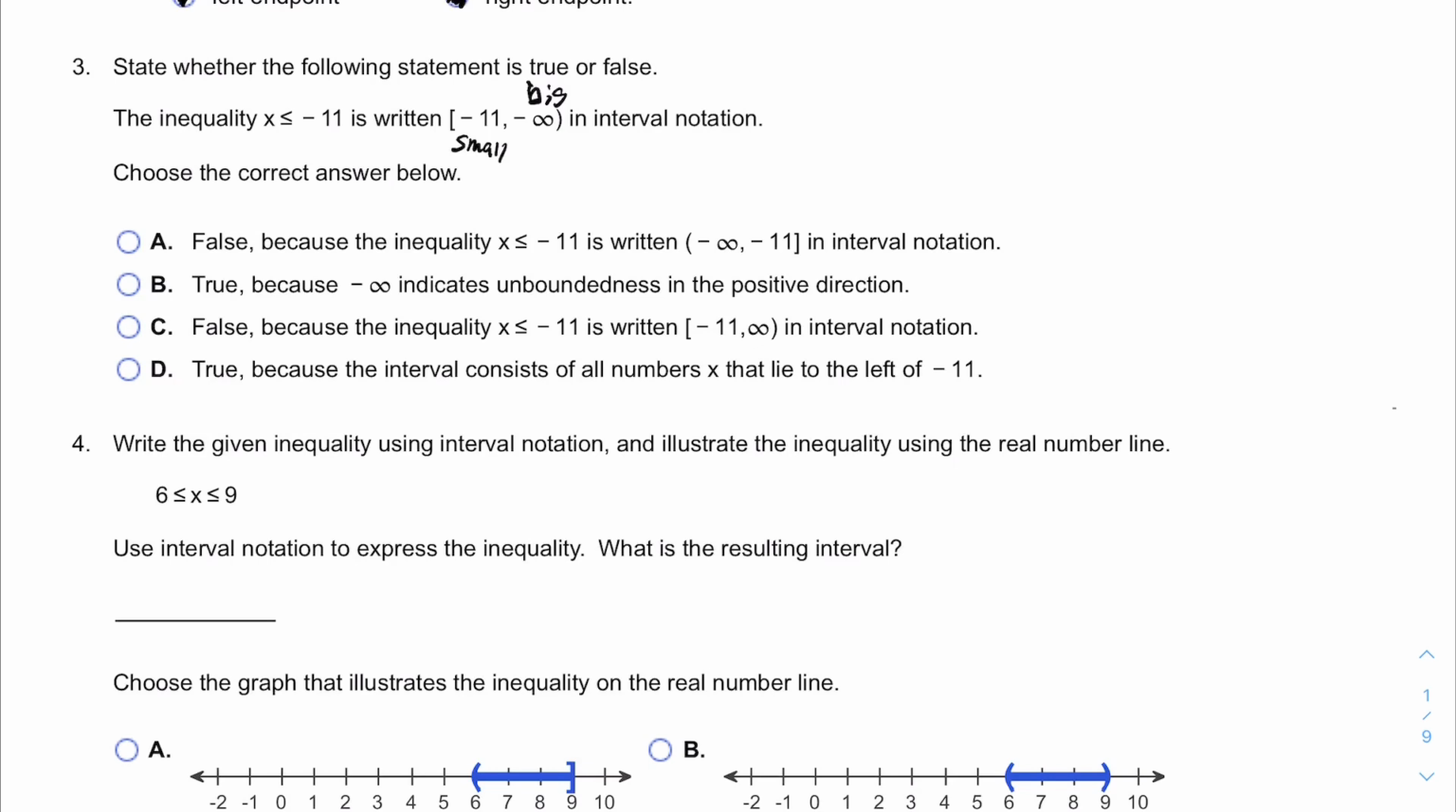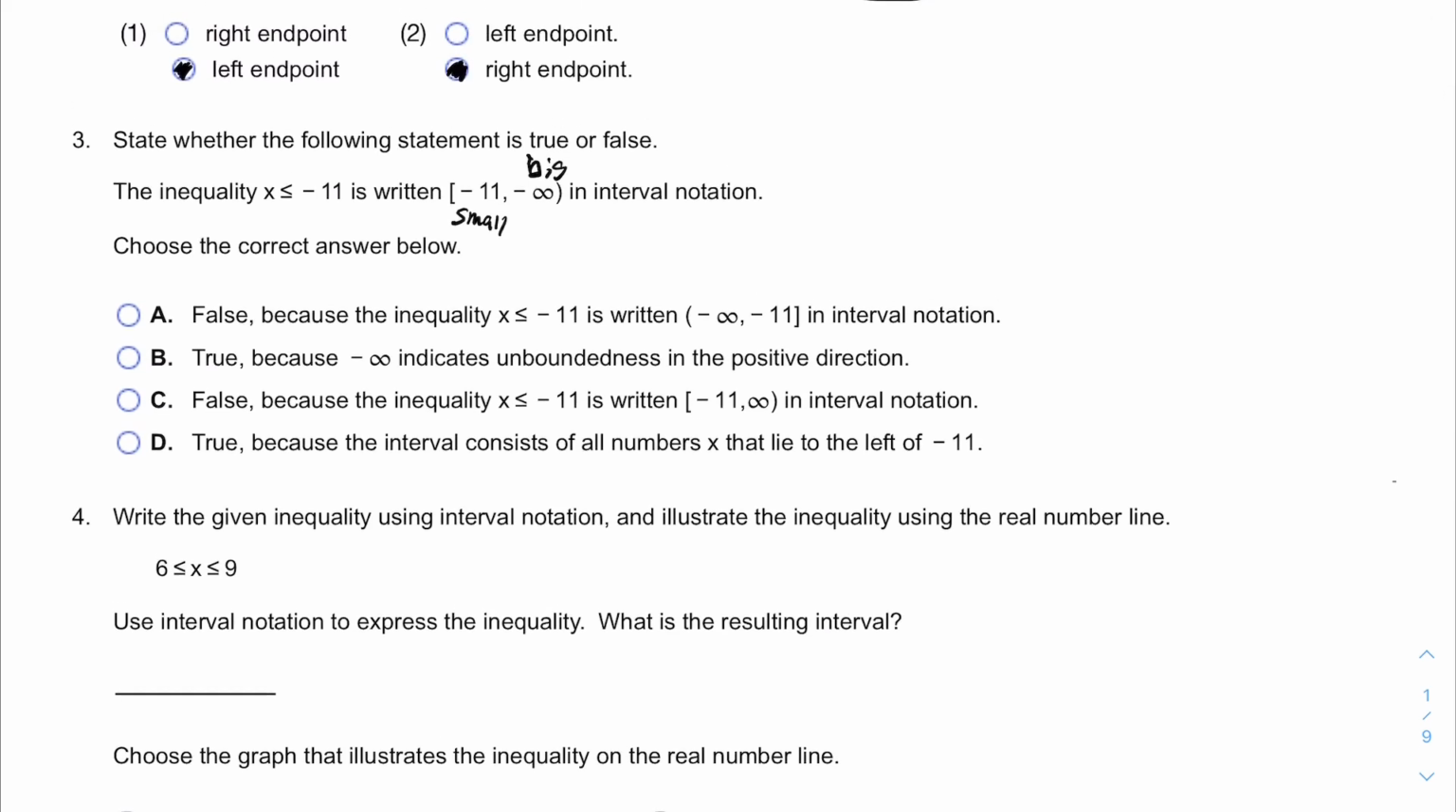But here, let's do this. Let's take this particular inequality, x is less than or equal to negative 11, and let's just draw that because I think visually seeing it is going to help a lot. Our critical values here, I always like to put in 0 for a reference point. Negative 11 is way down there.